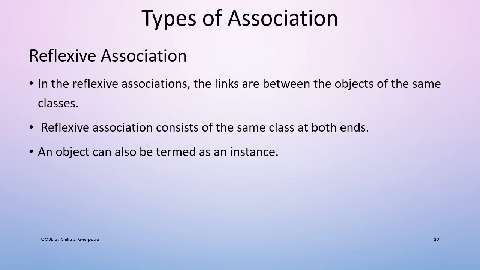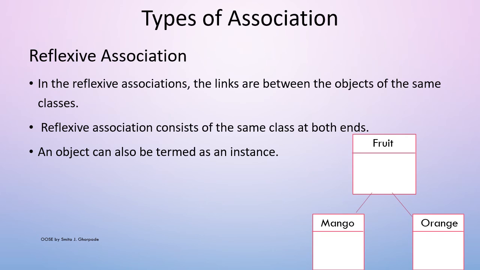An object can also be termed as an instance. In an example, consider a class fruit and its associated classes are mango and orange. So mango and orange are related to the same class, that is the fruit class. So there is a reflexive association between the fruit class and the mango and orange classes. Means two or more classes which belong to the same class, then such a relationship can be shown as a reflexive relationship or association.